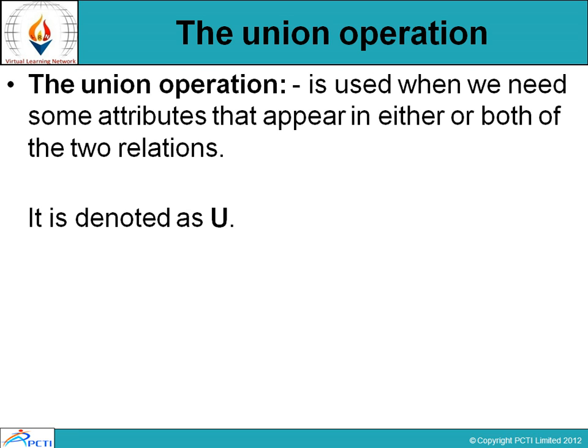After that we use the union operation. What does the union operation do? It is used when we need some attributes that appear in either or both of two relations. It is denoted by the symbol in a U shape, that is the union.